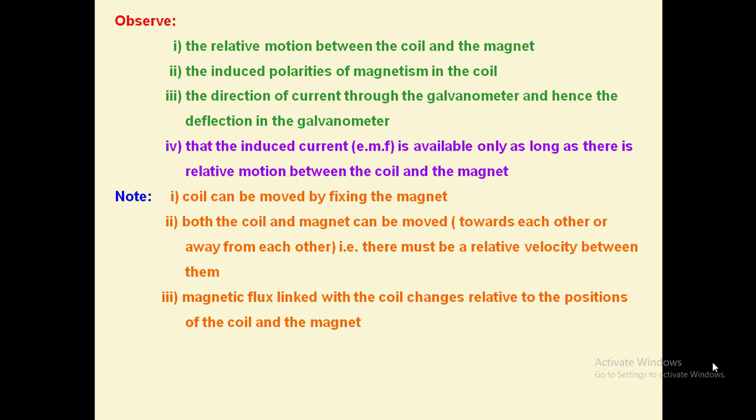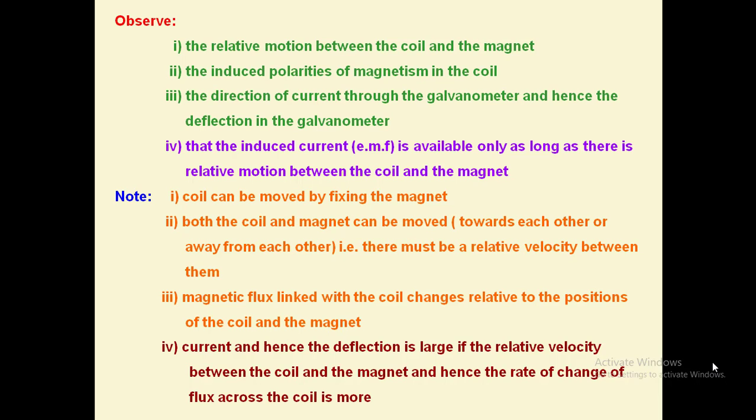Magnetic flux linked with the coil changes relative to the position of the coil and the magnet. Current, and hence the deflection, is large if the relative velocity between the coil and the magnet, and hence the rate of change of flux across the coil, is more. That means more change in flux, more induced current in the galvanometer or the coil.